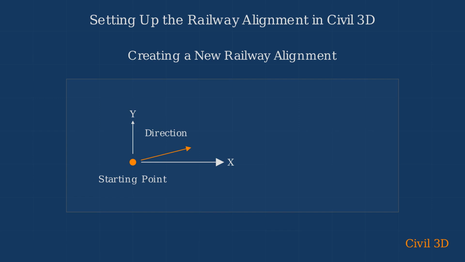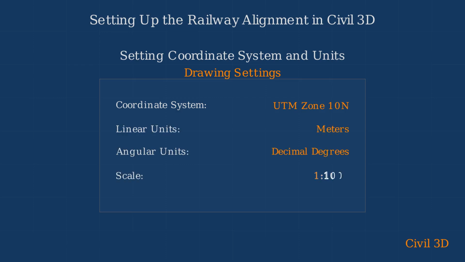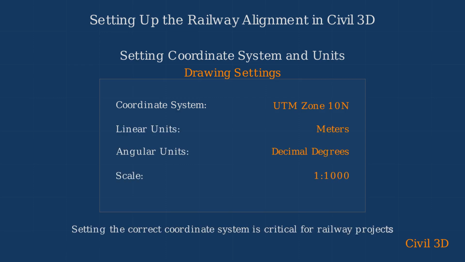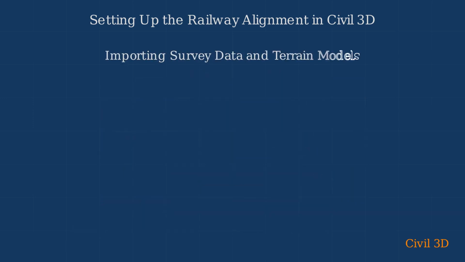You'll need to define the starting point and the initial direction of your alignment. For railway projects, it's crucial to set the correct coordinate system and units. Engineers typically use UTM or other projected coordinate systems with units in meters or feet, depending on your region's standards. Railway design requires accurate terrain data.